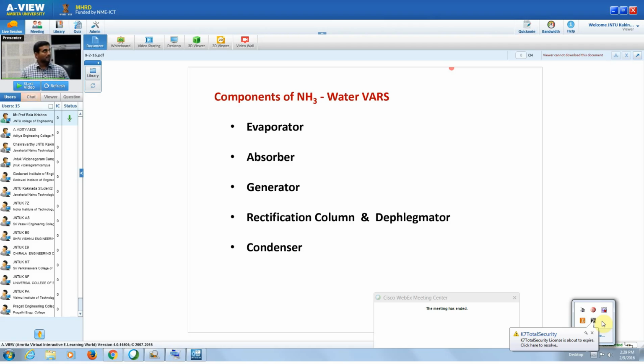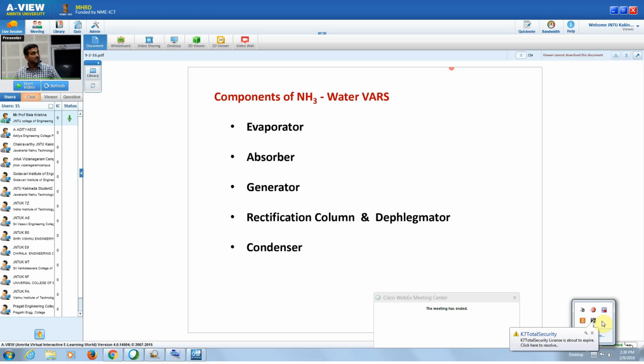When you compare the components present in a vapor compression refrigeration system with this one, they are similar, except that we have one more component, which is the rectification column and deflammator. This component won't be there in a simple vapor compression refrigeration system. What is the importance of the rectification column and deflammator? This component is only present in the NH3 water vapor absorption system.